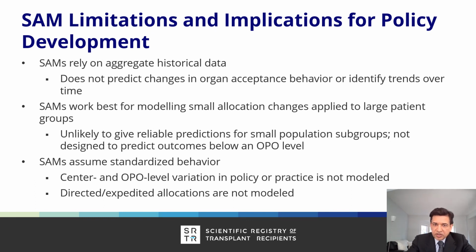The SAMs have some limitations, and this has implications for policy development. The SAMs rely on aggregate historical data, so the SAMs do not predict changes in organ acceptance behavior or identify trends over time. The SAMs work best for modeling small changes applied to large patient groups. They are unlikely to give reliable predictions for small population subgroups, so they're not designed to predict outcomes below an OPO level. The SAMs assume standardized behavior across the whole country. Center and OPO level variation in policy or practice is not modeled. Directed and expedited allocations are also not modeled.